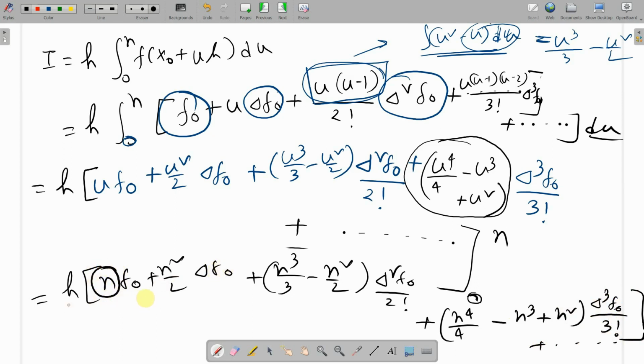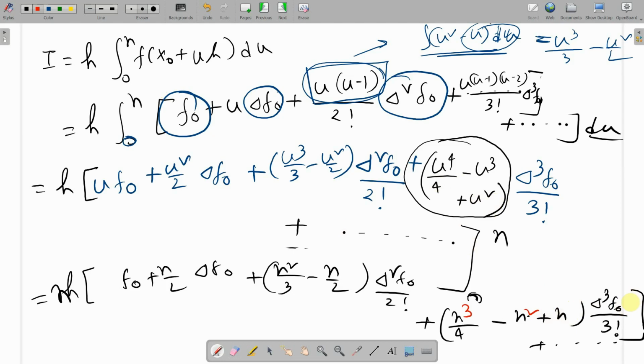take n as common. So you will be writing nh. If you writing nh here, then it will be nf0, it will be n by 2, it will be क्या होगा, ये हो जाएगा n square by 3, n by 2 del square f0 by 2 factorial and to the power 4 into the power 3, 4 था, इसको 3 हो जाएगा. ओके, ये हो जाएगा n cube, then it will be n square, then it will n, सिंपली n रहेगा क्योंकि ये था n स्क्वायर, तो वो n हो जाएगा एंड डेल क्यूब f0 by 3 फैक्टर.